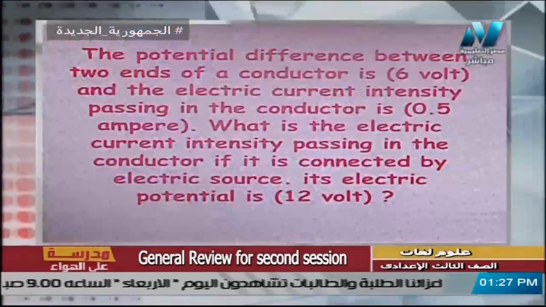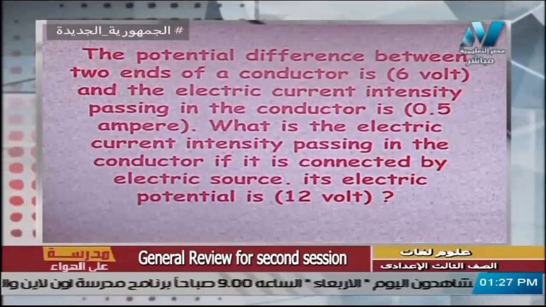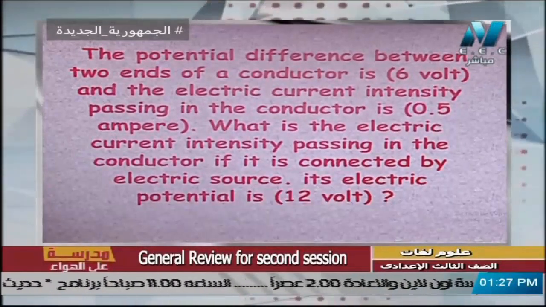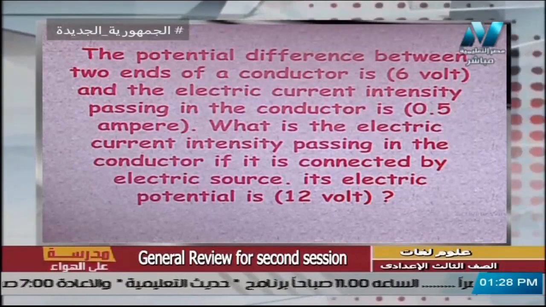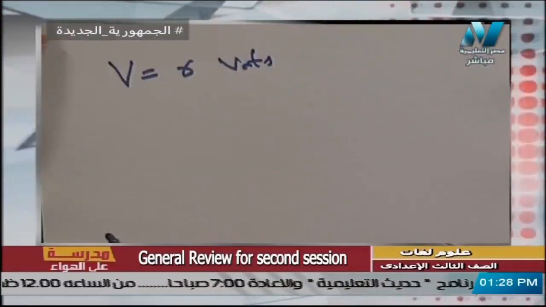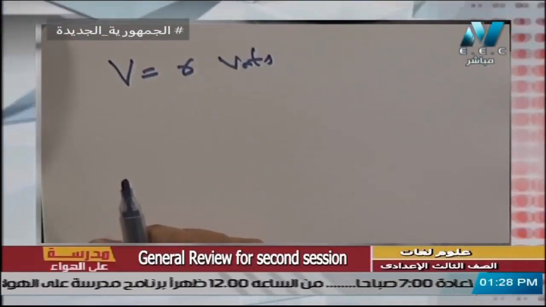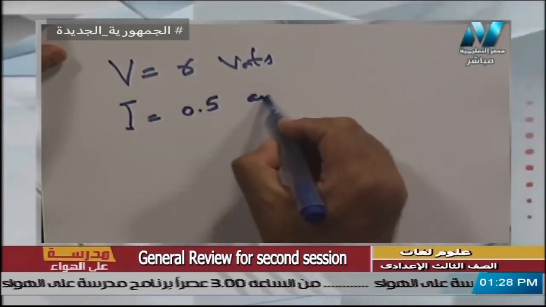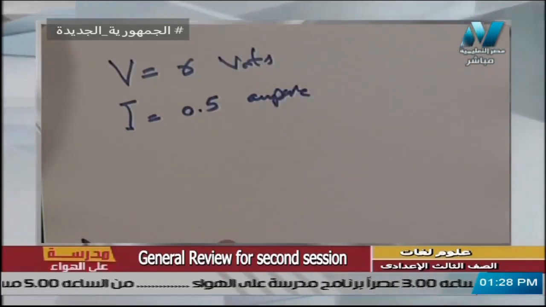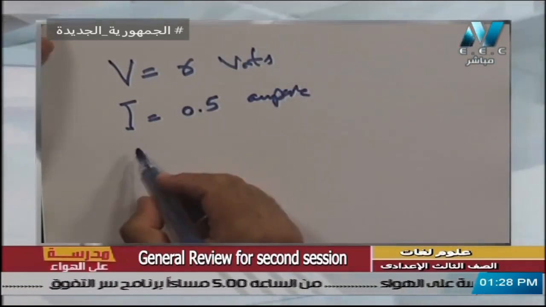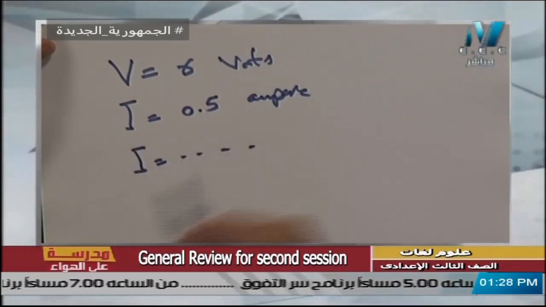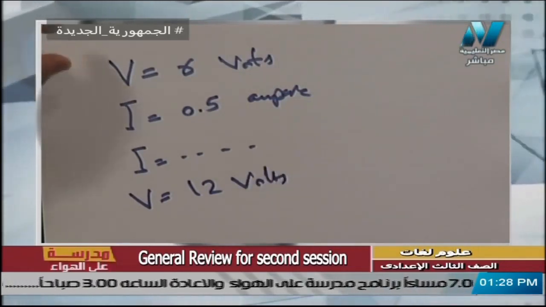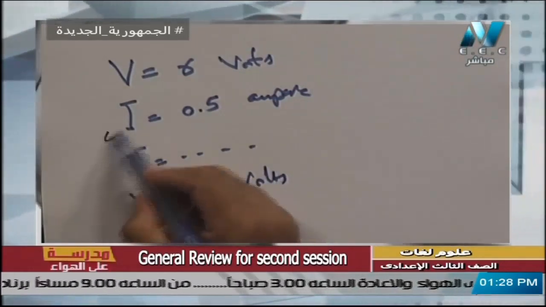Let's take another example, an electricity problem. It says the potential difference between two ends of a conductor is 6 volts. So V was 6 volts, let's write it so we don't forget. And the electric current intensity passing in a conductor is 0.5 ampere, so I was 0.5 ampere. What is the electric current intensity when the potential difference is 12 volts? The problem looks really strange. It gave me I and wants another I.